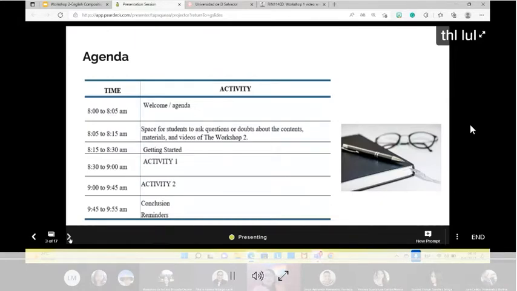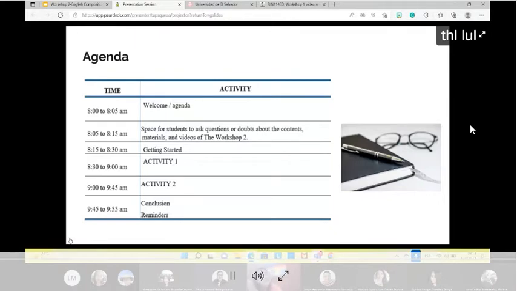So we already have the welcome. There is a space for you to ask a question or any doubt regarding the material, the contents, the videos. And if you have questions regarding the evaluated activities or the upcoming evaluated activities, you can let them know at the end, okay? And then if there are no questions, we're going to go with the getting started. Then we have 2 main activities for this workshop. And then we are going to have the concluding stage with a couple of reminders and a couple of additional information.